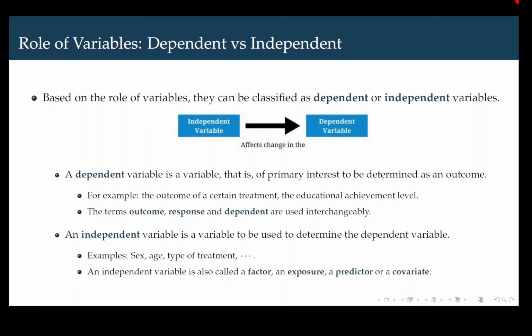Therefore, this is the main classification of variables based on the role of the variables in the statistical analysis. In simple terms, we can consider the independent variable as an input and the dependent variable as an output. Therefore, the change in the independent variable affects the value of the dependent variable, or the input affects the value of the dependent variable. So an independent variable can be considered as an input and a dependent variable can be considered as an output.